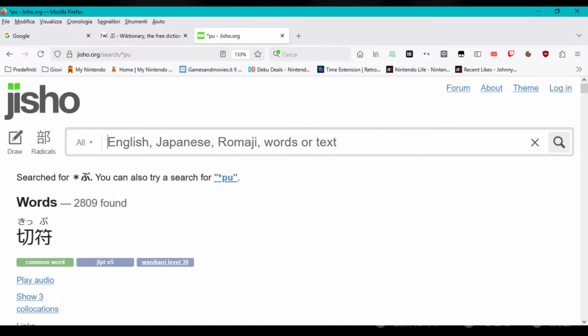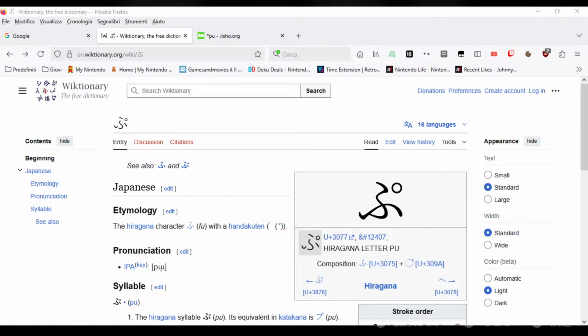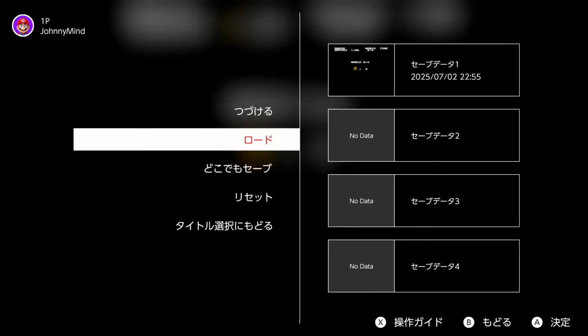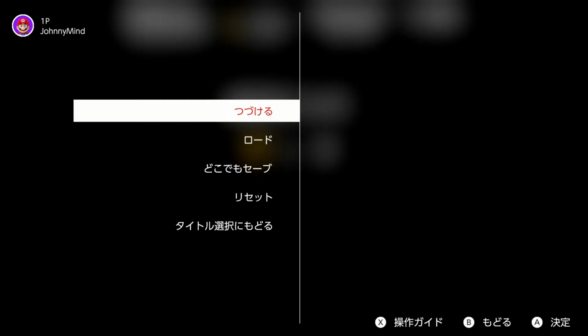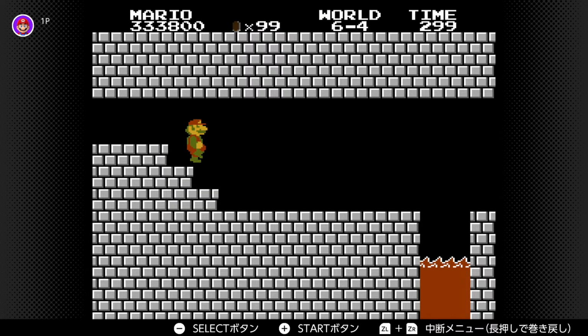Okay. We can go back to Mario Bros. Yeah, we'll continue slightly more this time since we lost some time. And we'll do the break after the next word and hiragana. World 6-4. Again, a castle.